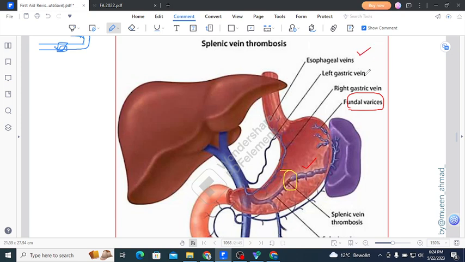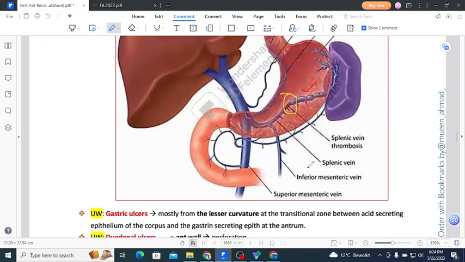Like esophageal veins are coming from the left gastric vein. The left gastric vein, and the right gastric vein is present over here. This thing is the right gastric vein, like this. Then we have the splenic vein thrombosis, as we have seen before. The splenic vein is this one. Then the inferior mesenteric vein moving downwards, and we have the superior mesenteric vein like this.